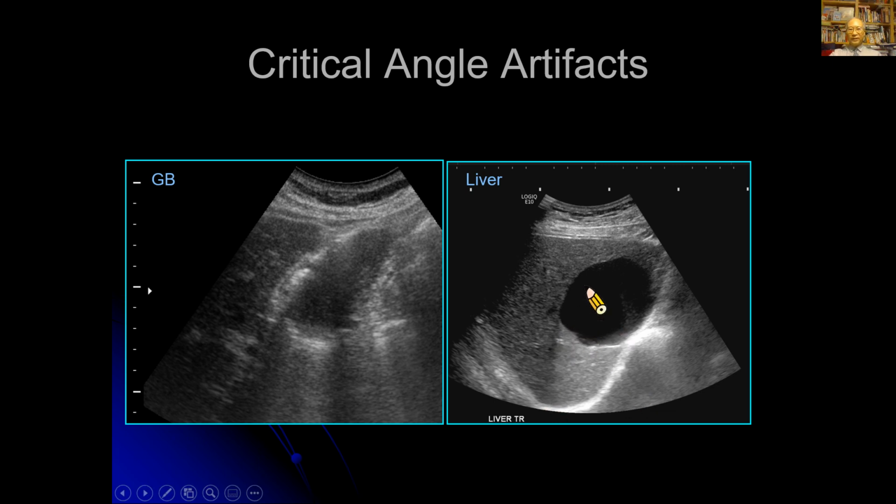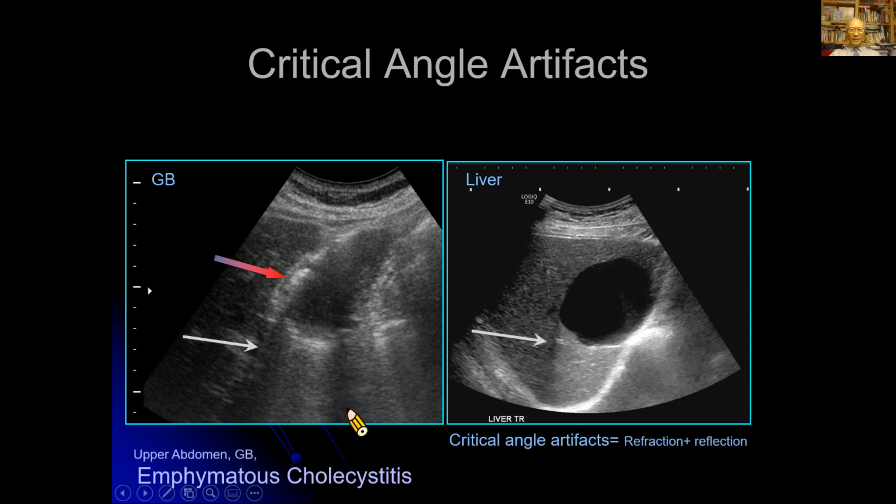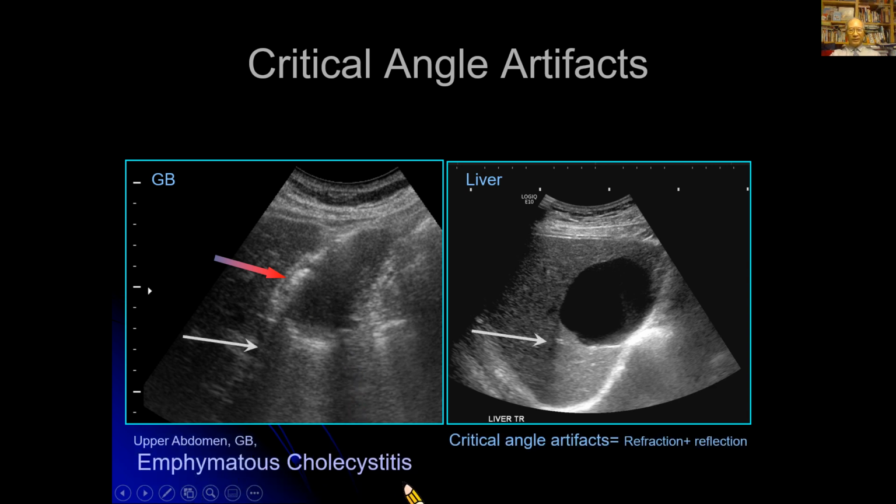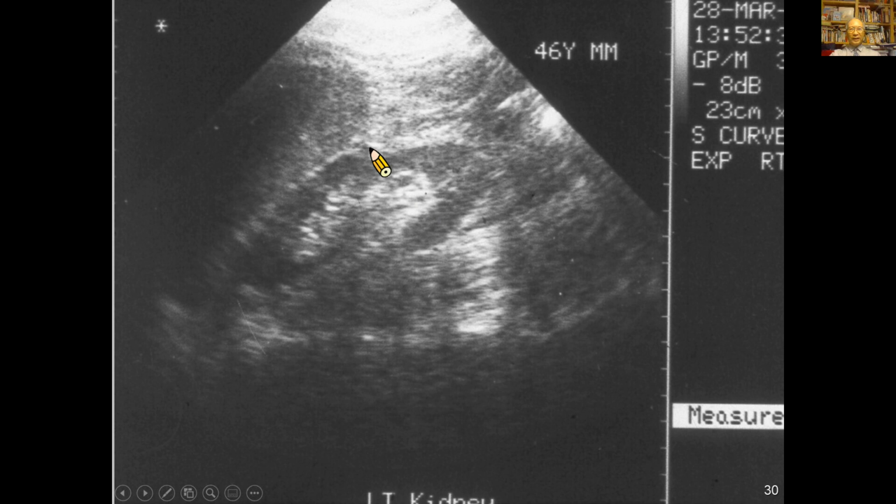Reflection artifact from a hepatic cyst, but here is a kind of critical angle artifact, but you can see it's a little bit dirty, so not quite typical. Actually, this is caused by air bubbles on the gallbladder wall. So this is so-called emphysematous cholecystitis, air bubbles trapped on the gallbladder wall.